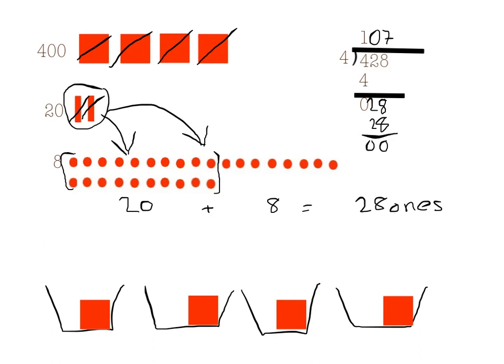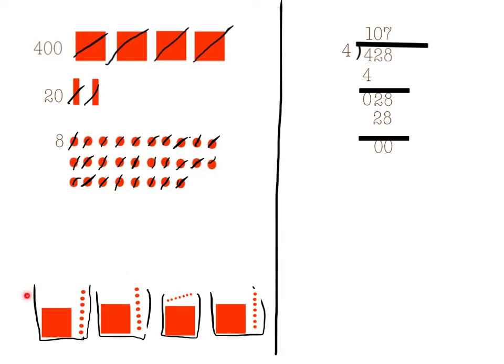And so I have 0 left, and the number 107 is what I have in each bin. And so these are the final groups with 107 in each. And this is the final algorithm. And there is no remainder to this answer.